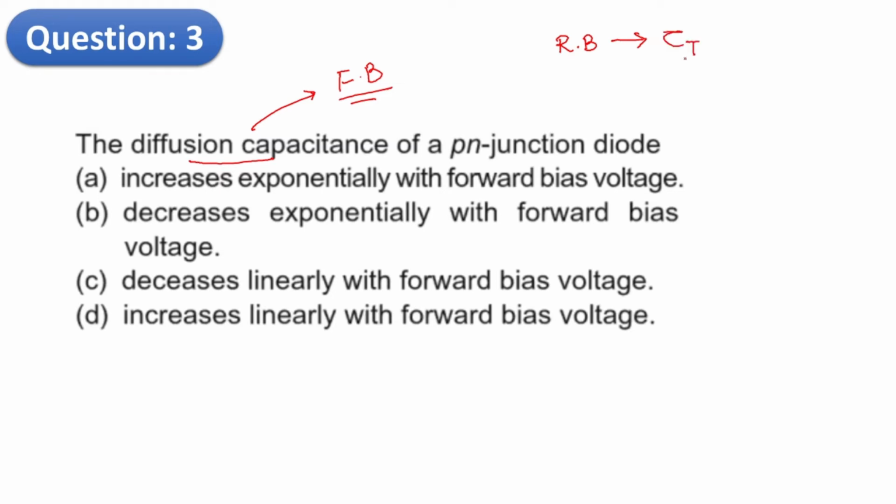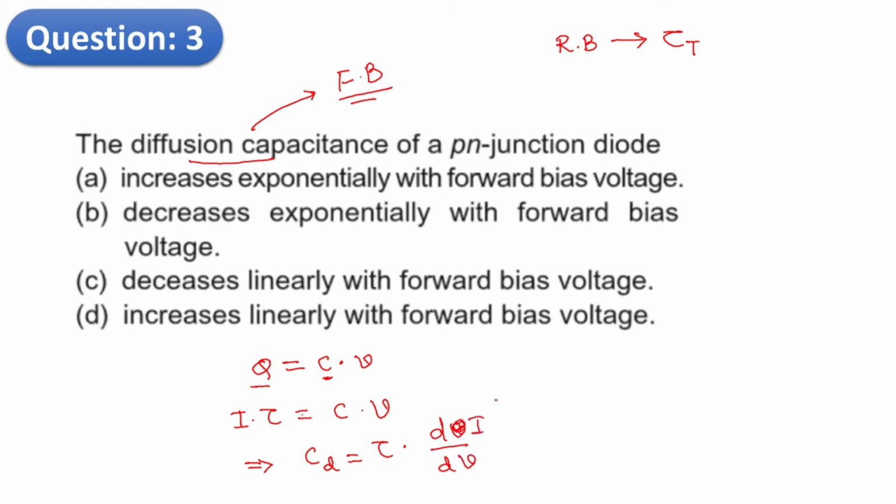In forward biasing, the charge transmitted Q is equal to capacitance times V, and this capacitance is called diffusion capacitance. Further we can write Q equal to I into T, or I into tau, which is equal to C into V. So the diffusion capacitance C_D is equal to tau into di by dV.